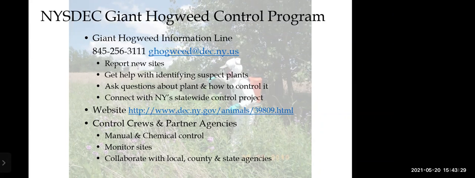Infestations of less than 400 plants are dealt with manually, so root cutting, pulling plants, things like that. Sites with more than 400 plants are controlled chemically, using a systemic herbicide like glyphosate. The DEC will continue to treat and monitor sites for 3 years after the last plant has been observed to ensure that the infestation has been eliminated.